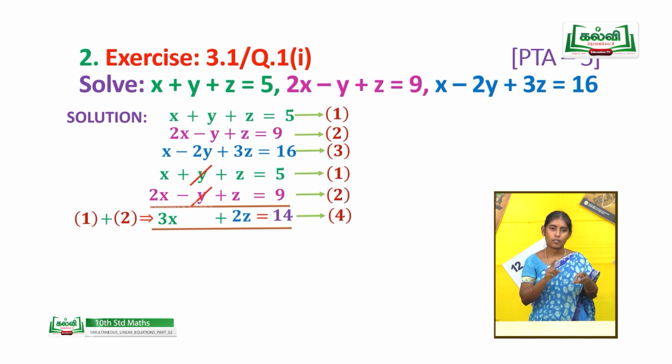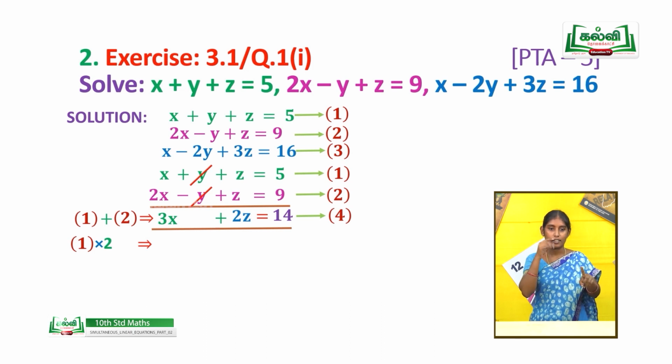So in the second equation, y alone is there, only one y. In the third equation we have minus 2y. So the second equation should be multiplied by 2, so the entire equation should be multiplied by 2. So, multiply the first equation by 2. Instead of the second equation, we can select the first equation and multiply by 2.